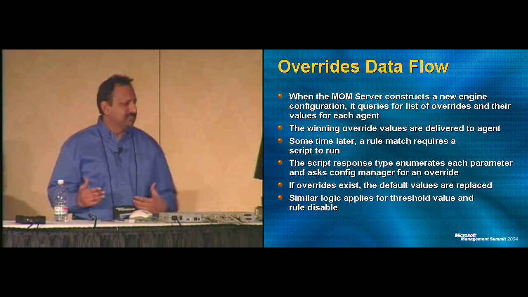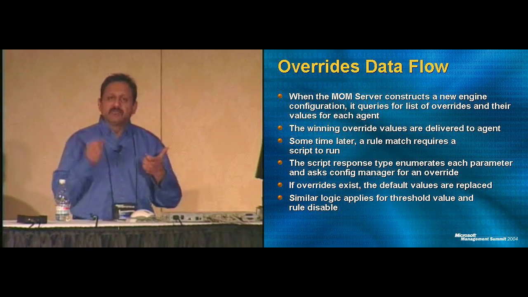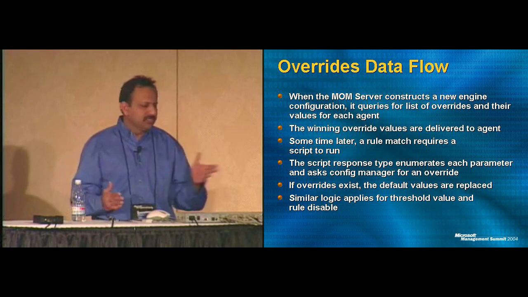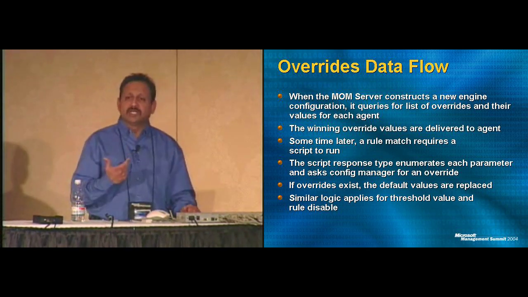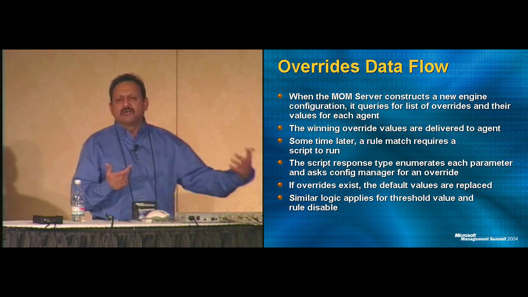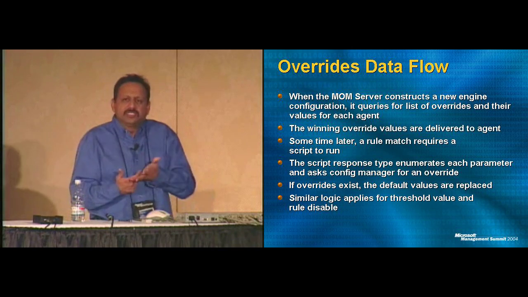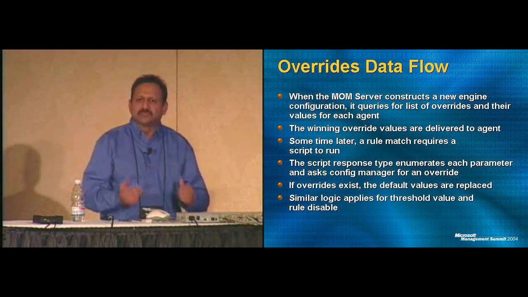But let's say in this situation, a script is overridden, some parameter on that is overridden, and a criteria match occurs and the script gets launched. The first thing the response manager will do is say, oh, here's a script. Maybe the parameters are overridden, so it asks the configuration manager for each one of the parameters if there's an override. If there isn't one, it'll use the default. Otherwise, it'll replace the value and run it that way. So that's how the overrides work internally.